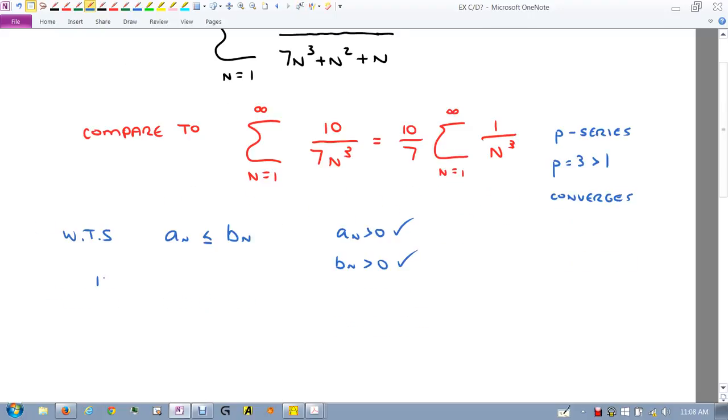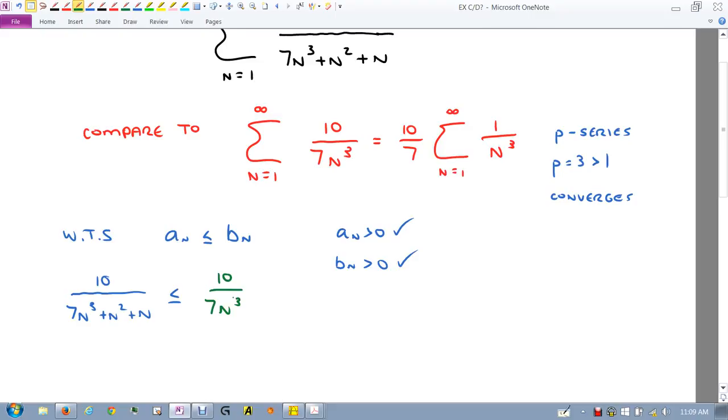So I want to show that 10 over 7n cubed plus n squared plus n is less than or equal to which one? What do I work with here? What's my B sub n? You have to be a little careful here, because if you do 1 over n cubed, you're actually going to have some trouble. The 10/7 is actually going to be needed for us to see it easily. So just compare it to 10 over 7n cubed. That'll make things cancel real nice when you multiply both sides.